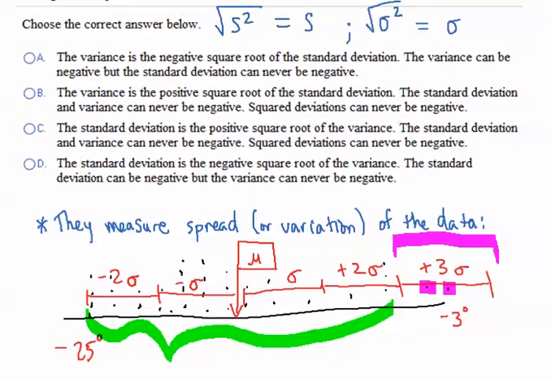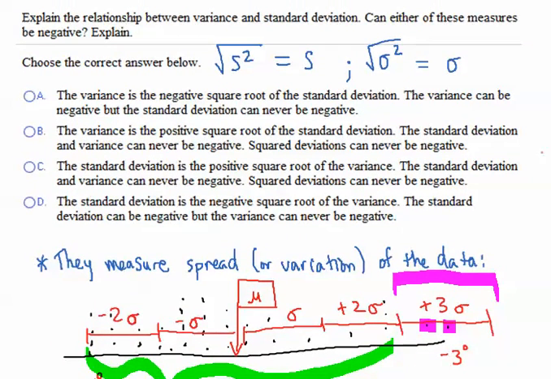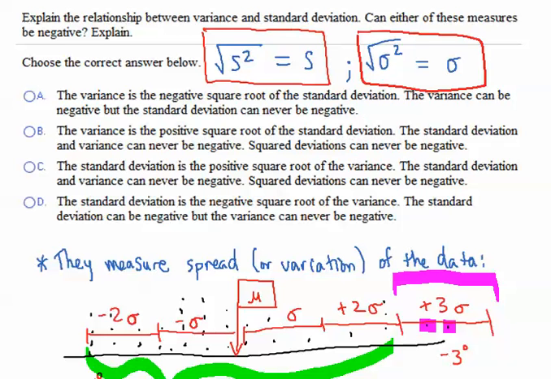Now let's go to their question. The variance is the negative square root of the standard deviation? No. The variance is the positive square root of the standard deviation? Sure, that was actually the first thing you told me, right? And I don't care if it's population or sample. The standard deviation and variance can never be negative. That is true. Squared deviations can never be negative. I think I like that, and I would stick with that. Just read through the rest to be sure.